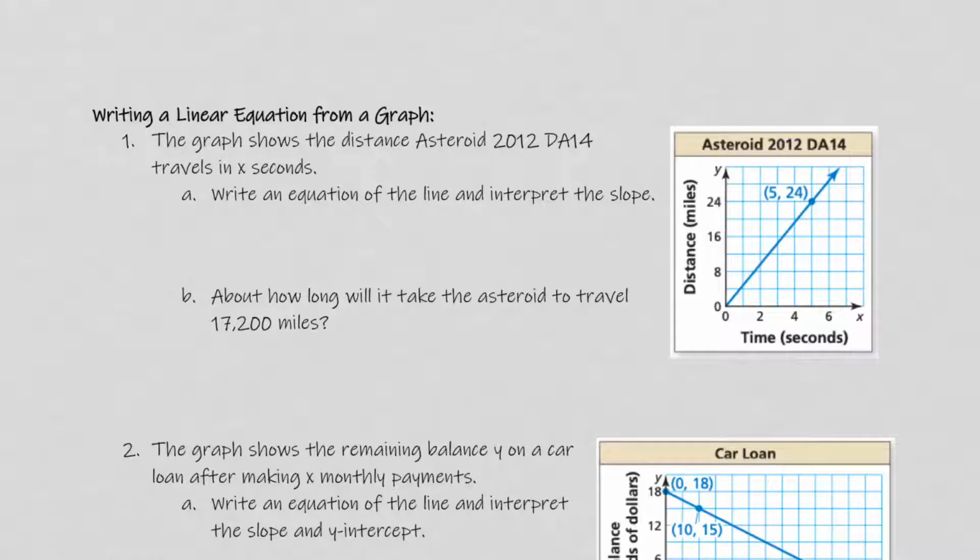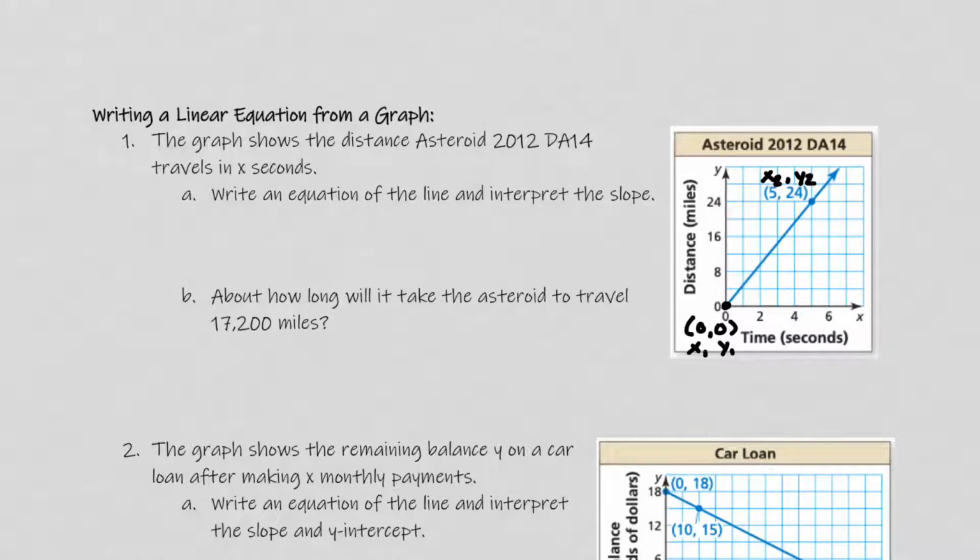So in the notes, number 1, the graph shows the distance asteroid 2012 DA14 travels in x seconds. Write an equation of the line and interpret the slope. So we're going to start off by labeling our points. Here's an easy point right here for x1, y1. If we say the point 0, 0 is x1, y1, and we'll say 5, 24 is x2, y2. Okay, so we need to write the equation and interpret the slope.